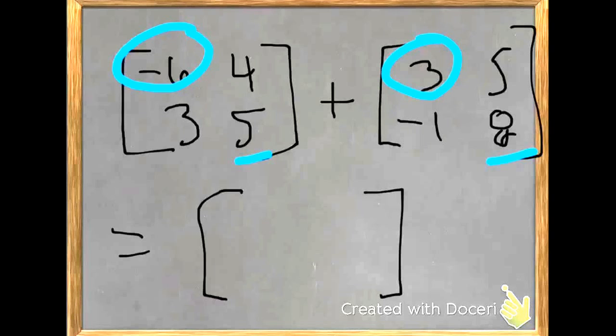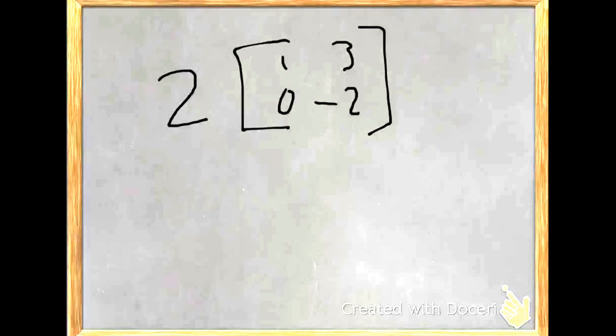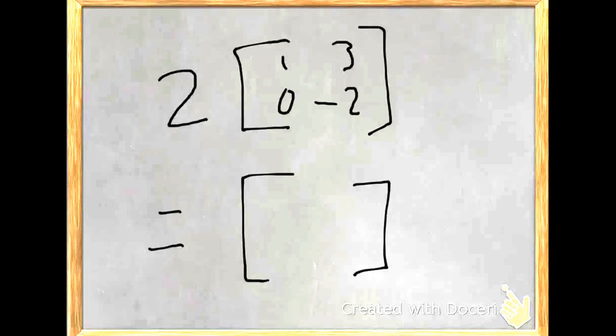So -6 plus 3 goes in that same position that -6 and 3 were in. 4 plus 5 goes in that position. 3 plus a -1 goes there. And 5 plus 8 goes there. So we can add these tables, we can subtract these tables, we can multiply everything in that table by 2. So if we do that, we still have a table, but now all the numbers in the table have been multiplied by 2. 2 times 1 goes there, 2 times 3, 2 times 0, and 2 times a -2.